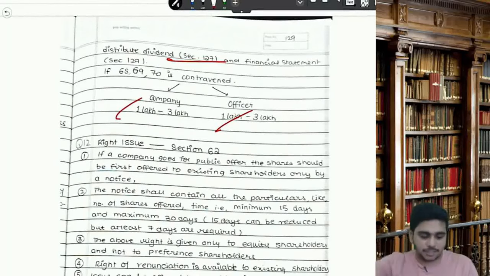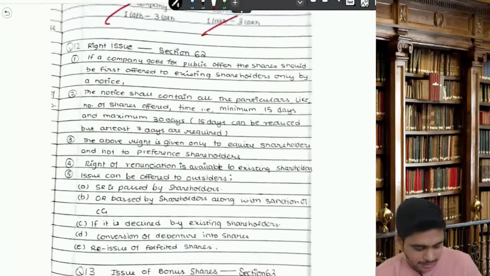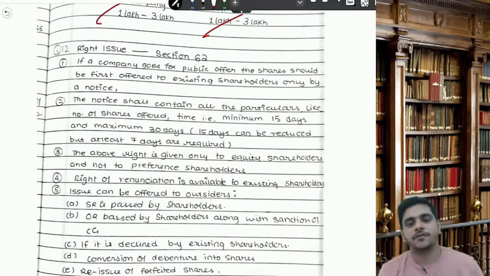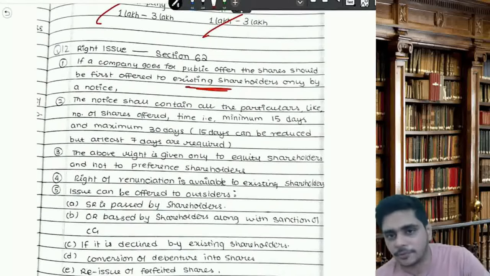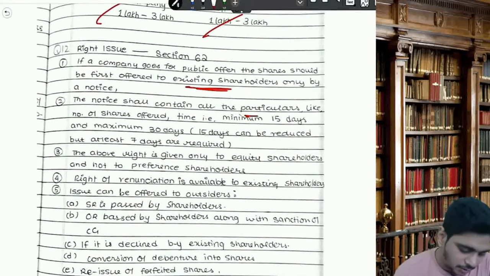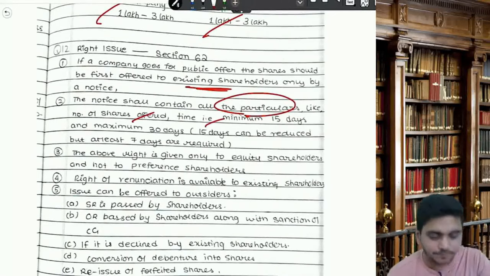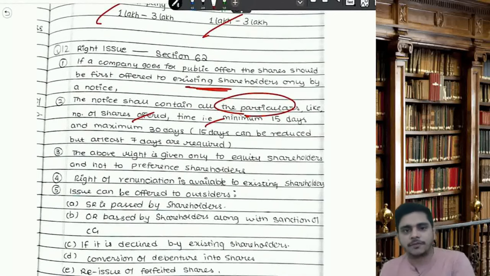67 is purchase of own shares. Last answer, right issue. If a company goes for public offer, the shares should be first offered to existing shareholders only by a notice. The notice should contain all the particulars, that is number of shares offered, time, and that is minimum 15 days, maximum 30 days.